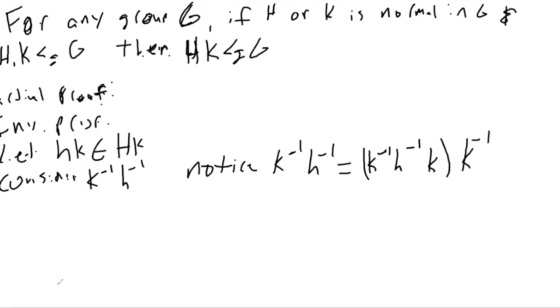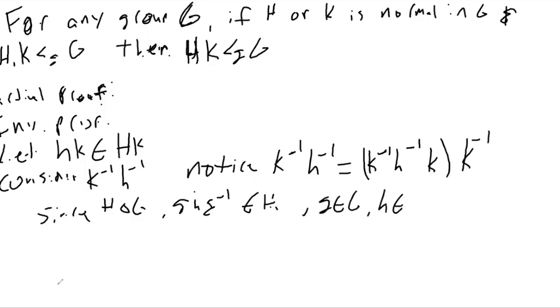So what do we do with that? Well, we know since H is normal in G, we have g h g inverse is an h, for all g in G and h in H. Sorry, I should have these little operators here.